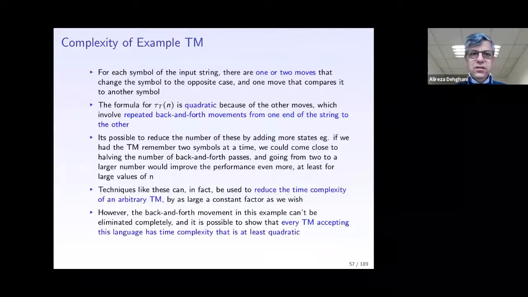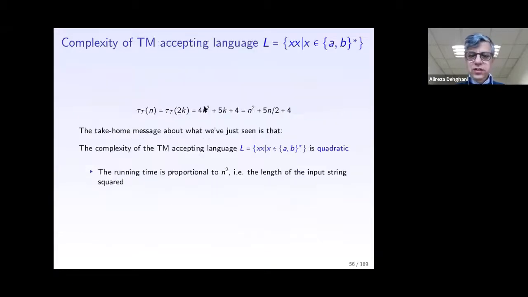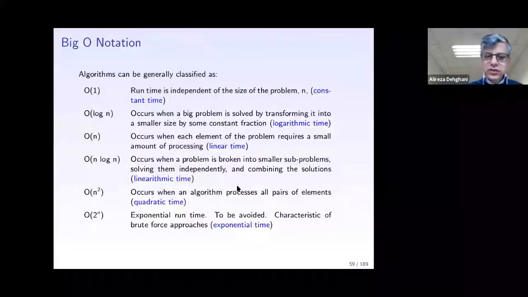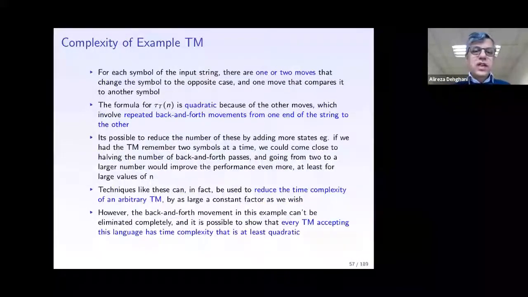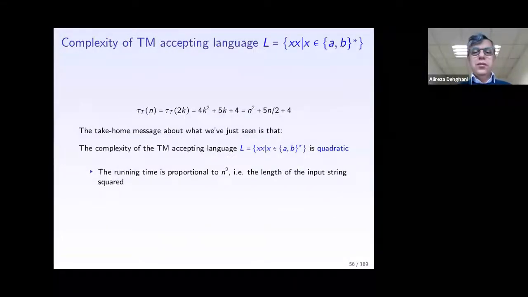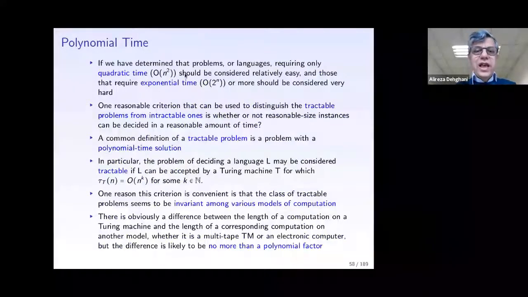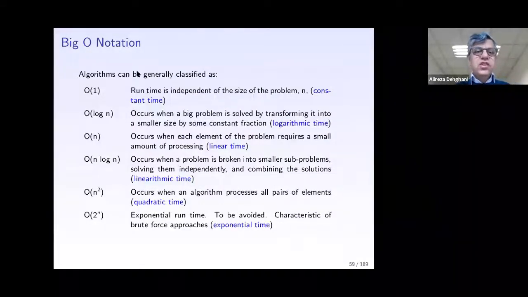So then we talked about the complexity. We said the complexity of the machine is quadratic in this case because it's proportional to a quadratic expression. Then we got to this point. We said it's not a good idea to say the complexity of this specific machine is a number of moves like that for a specific n, which you can calculate. It's better instead to express it based on n, which is called big O notation.